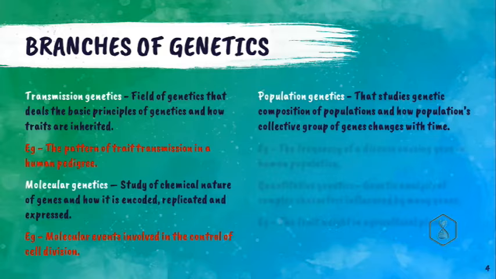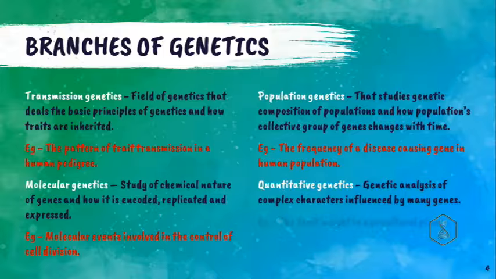Next is the population genetics. This branch of genetics deals with the study of genetic composition of populations and how populations' collective group of genes changes with time. Example for this branch is the frequency of a disease-causing gene in human population.